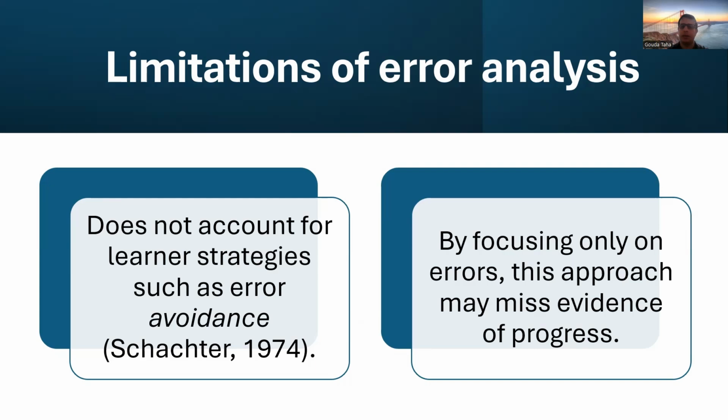Or let's say, for example, if I'm going to make a mistake pronouncing a word, I'm trying to avoid it and find an equivalent or a synonymous item that is way simpler for me to pronounce. So whatever we're saying, like analyzing the errors, it's not reliable, it's not valid in this case. And that's one of the limitations: having this accurate analysis of errors is not reflecting the competence level of the learner. Because we focus only on errors, this approach, therefore, may miss evidence of progress.